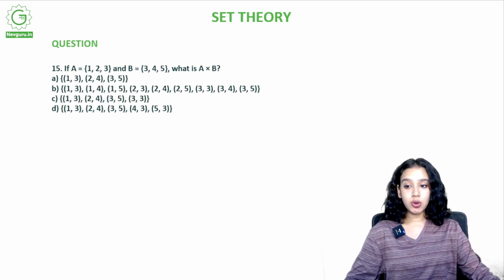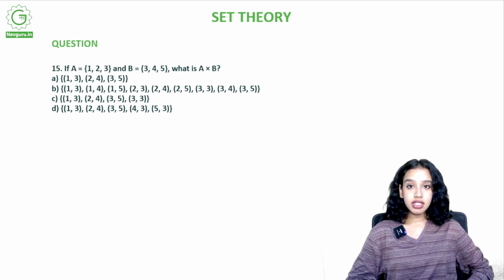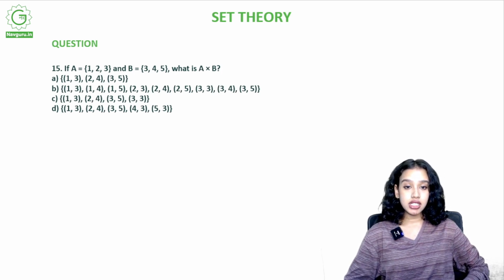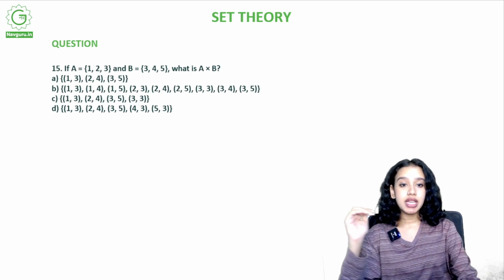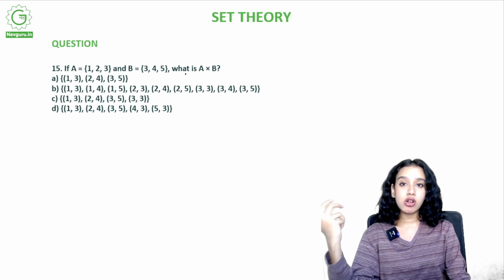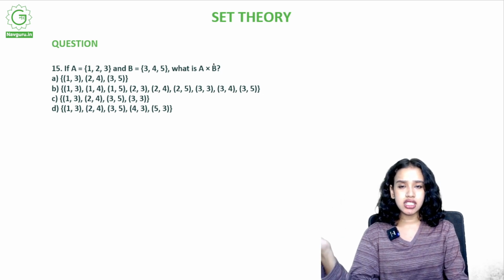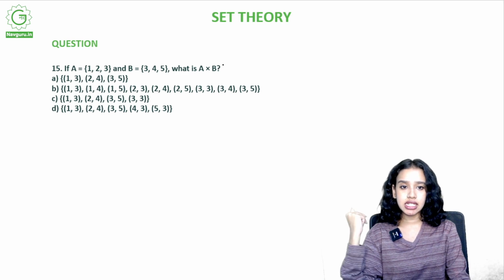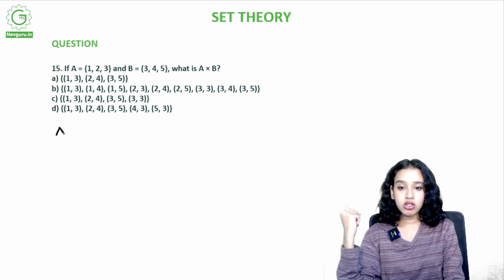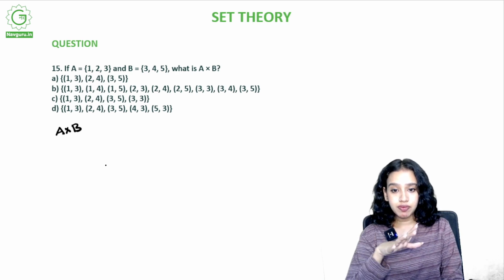Now, let's move on to the next question. If A is equal to 1, 2, 3 and B is equal to 3, 4, 5, what is A cross B? So, basically A into B or A cross B is actually, it's not in the syllabus, but I think it's a very important thing to learn in set theory. A cross B means we are multiplying set A with set B, right?